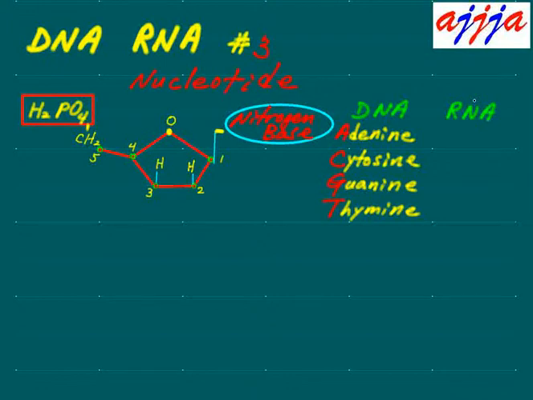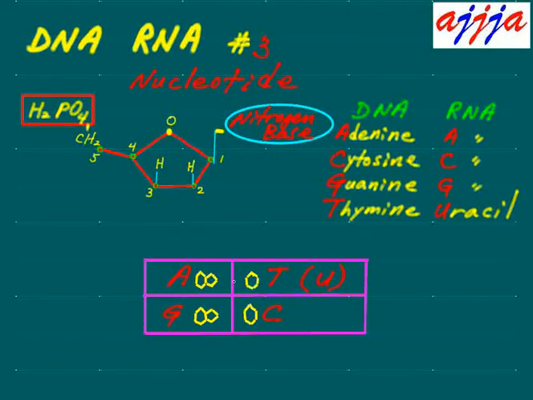But RNA, that's right, also has 4 different bases: A, C, G, and the last one. This is the problem. Instead of T, in RNA we have U, which is uracil.